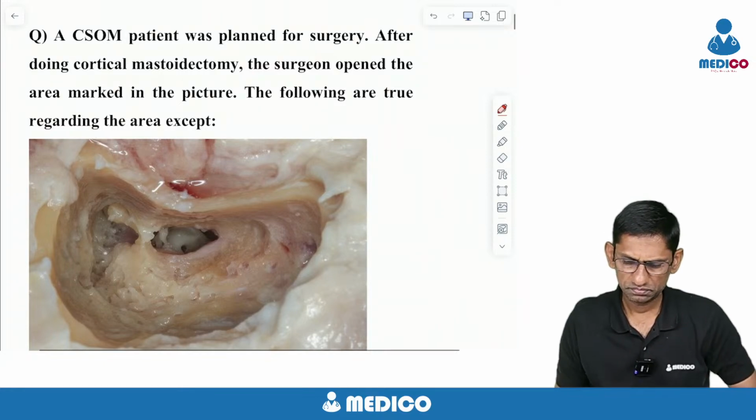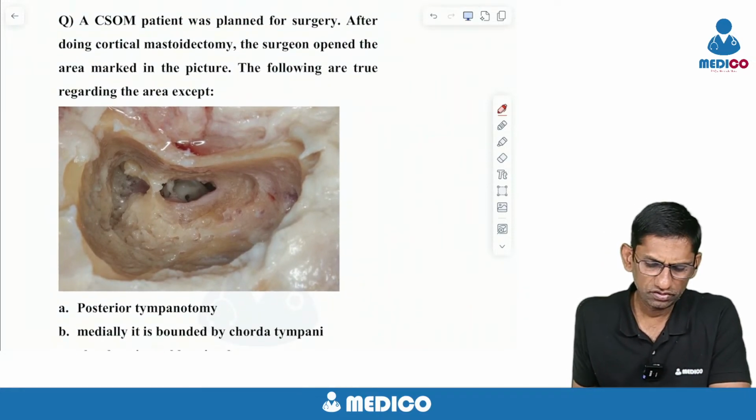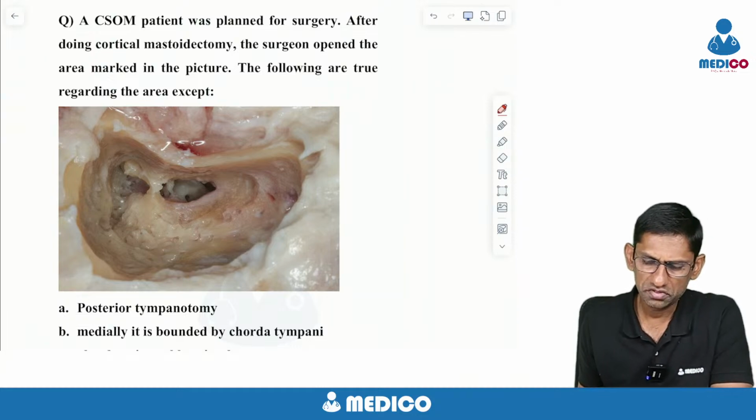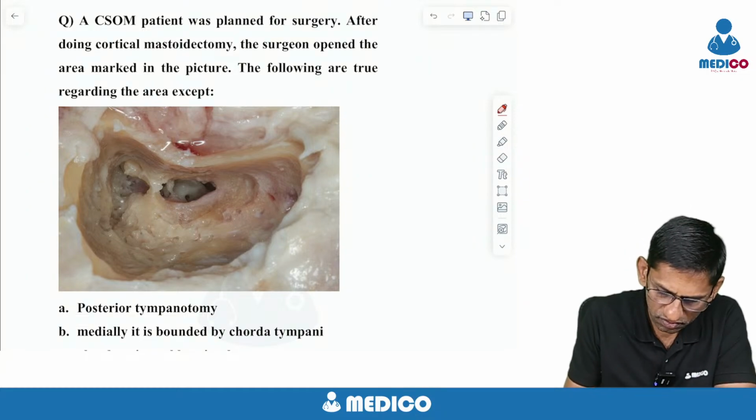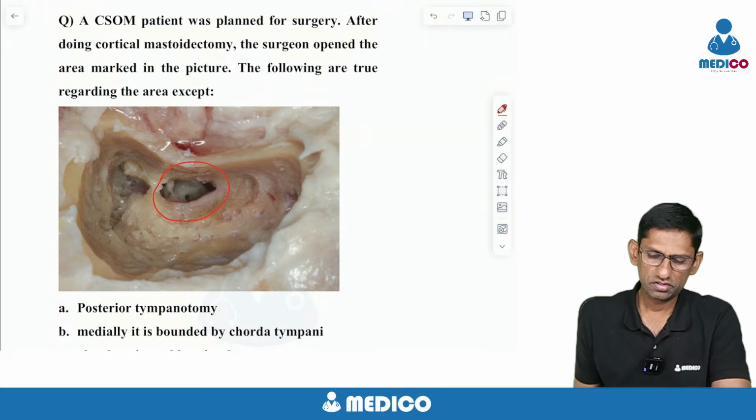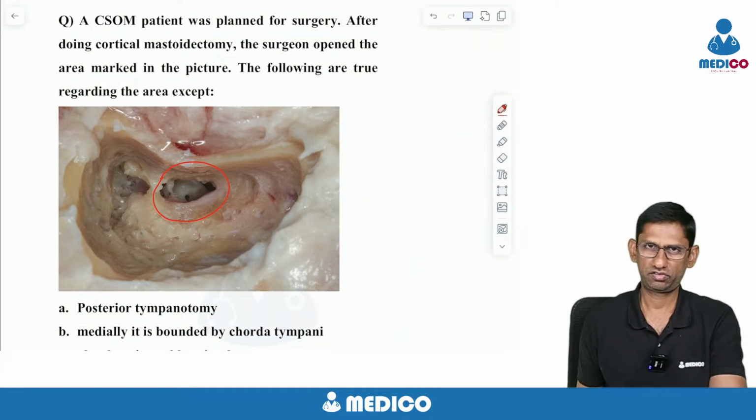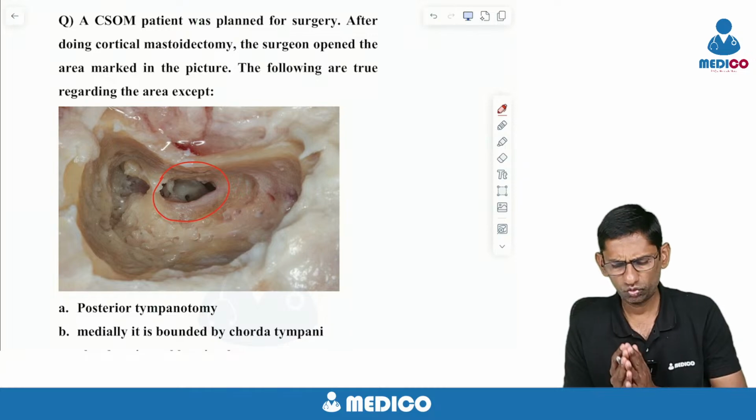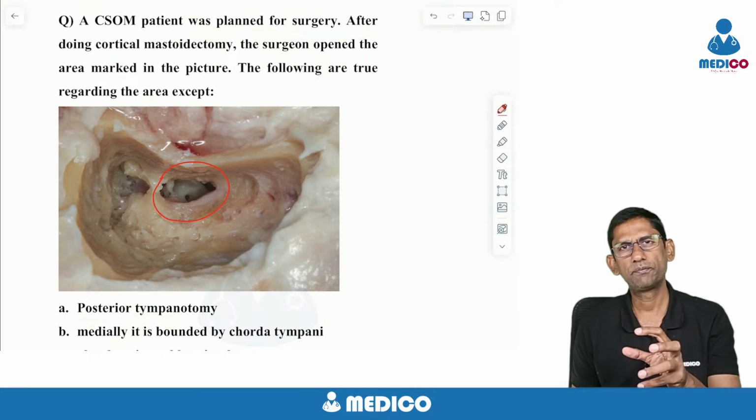Next question, a picture-based question. A CSOM patient was planned for surgery. After doing cortical mastoidectomy, the surgeon opened the area marked in the picture, and this is the area marked in the question. The following are true regarding the area except. So what is the area he has opened? After doing cortical mastoidectomy, he has opened the area.